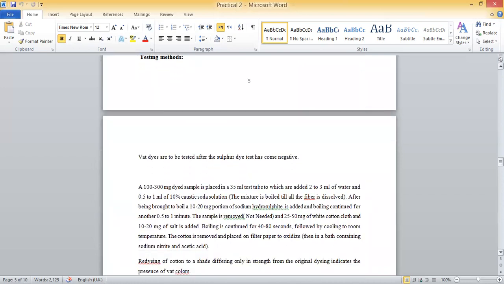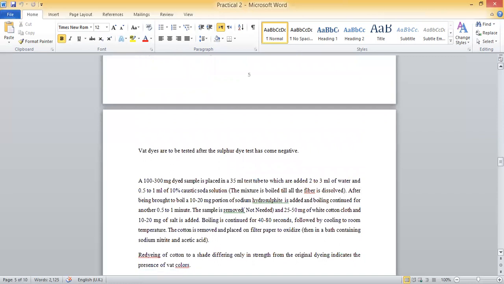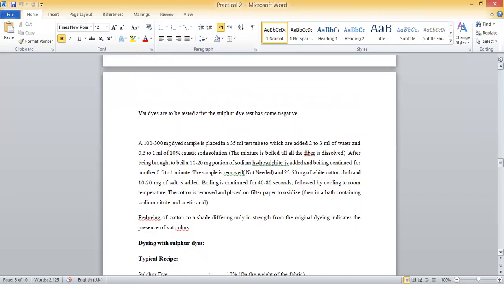So vat dyes are to be tested after the sulfur dye test has come negative. A 100 to 300 milligram dyed sample is placed in a 35 ml test tube, to which are added 2 to 3 ml of water and 0.5 to 1 ml of 10% caustic soda solution. After being brought to boil, a 10 to 20 milligram portion of sodium hydrosulfide is added, and boiling is continued for another 0.5 to 1 minute. The cotton is removed and then placed on a filter paper to oxidize.